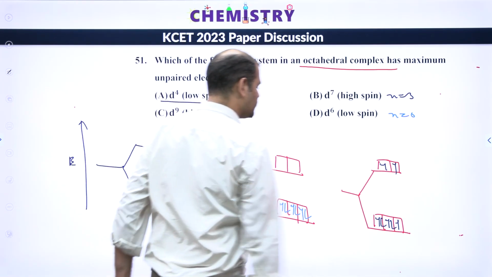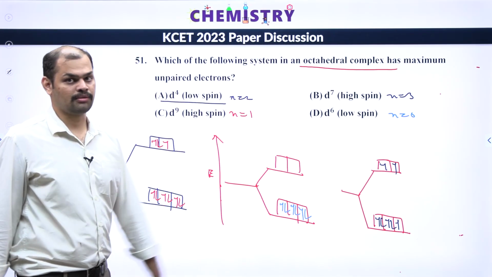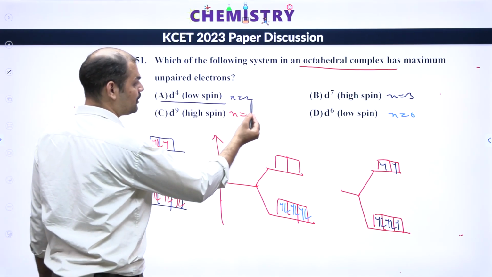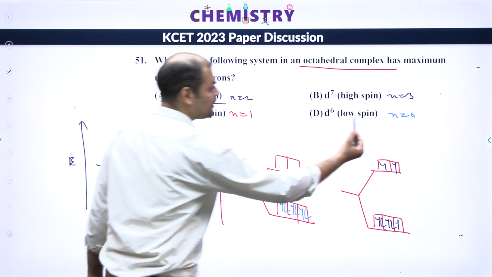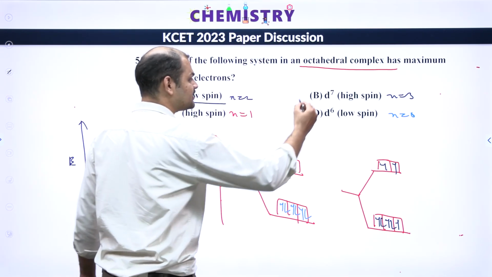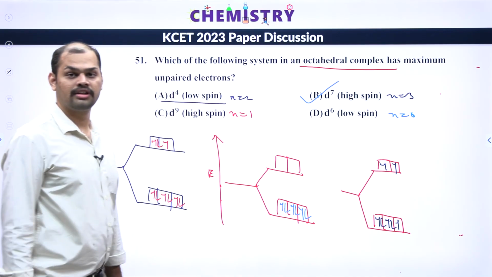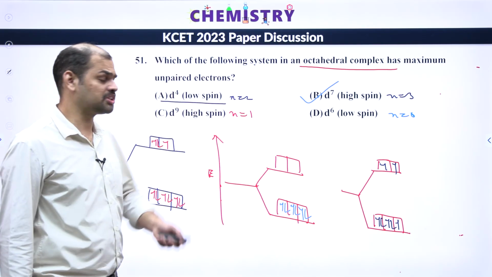So after drawing these crystal field splitting energy diagrams, it is identified that here the unpaired electrons are 2, unpaired electrons are 3, unpaired electron is 1, whereas unpaired electrons are 0. So the final answer is B. Clear? Let us go to the next question.